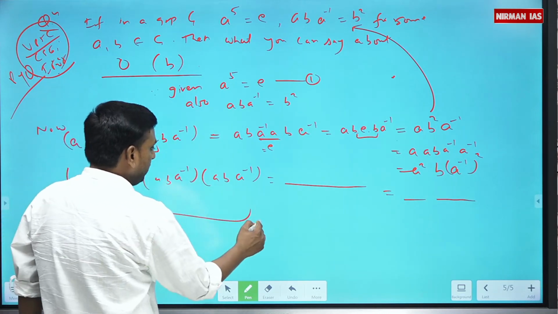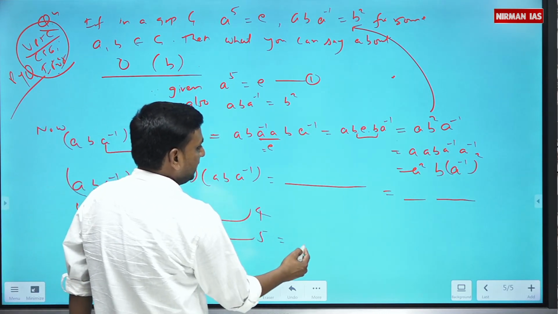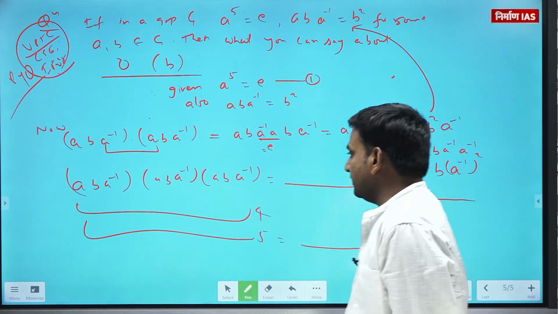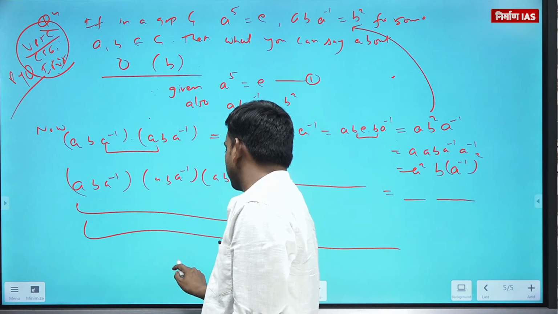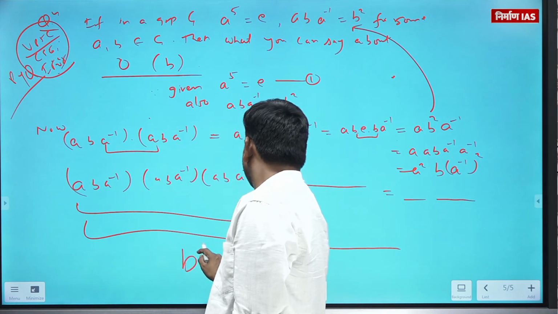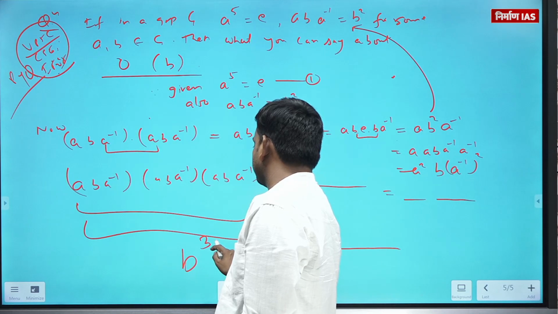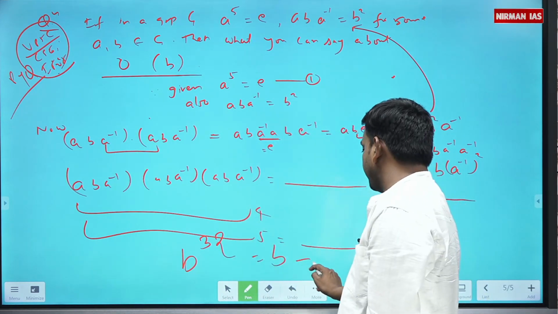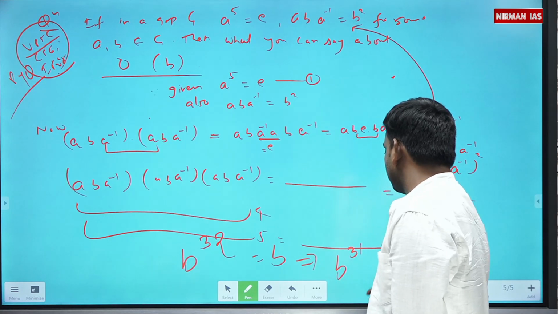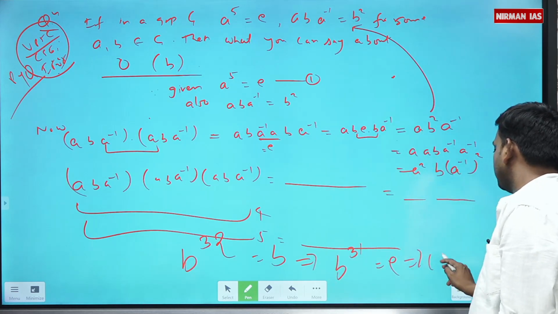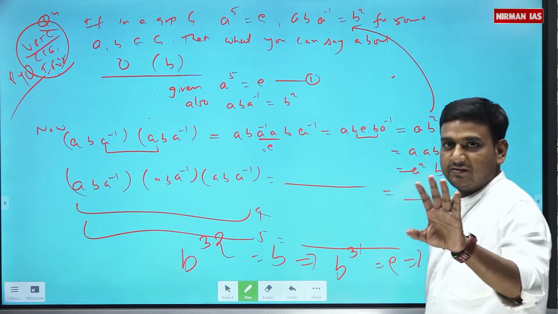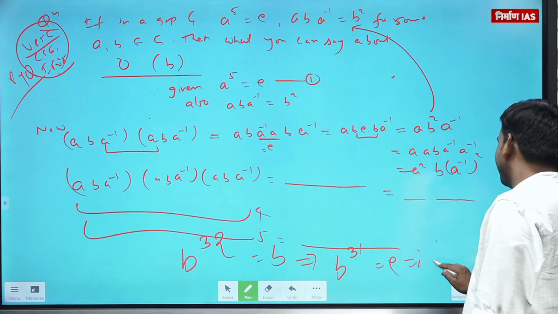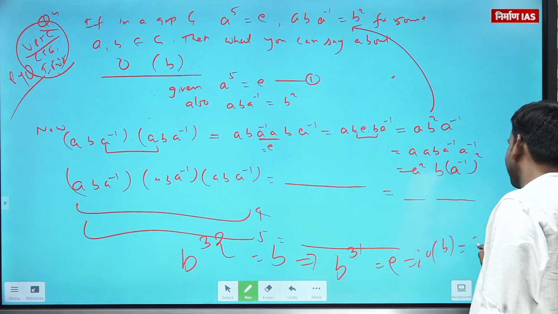Then again 4 times, then 5 times, until suppose in the 5 times you have B composition 32 as B, which will imply B composition 31 as identity. Patience, patience, I understand your point. So the order of B is 31.